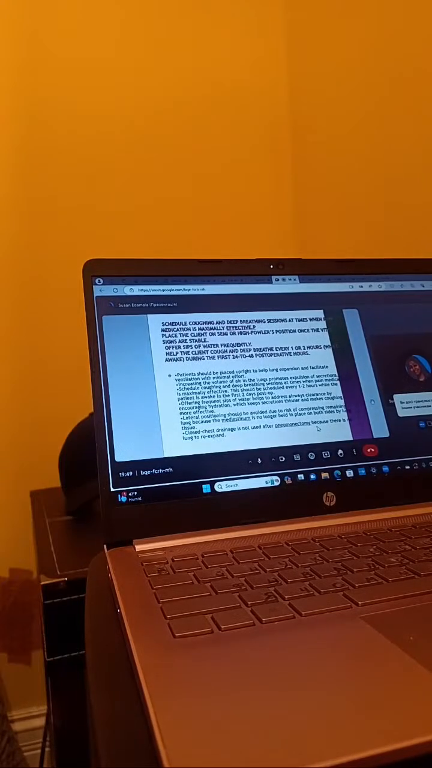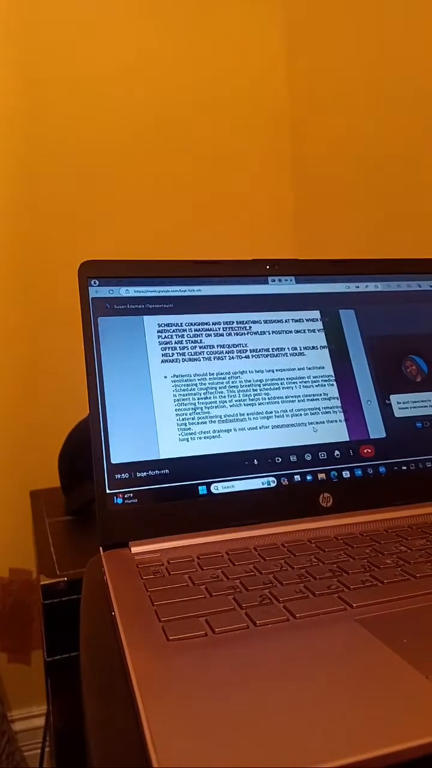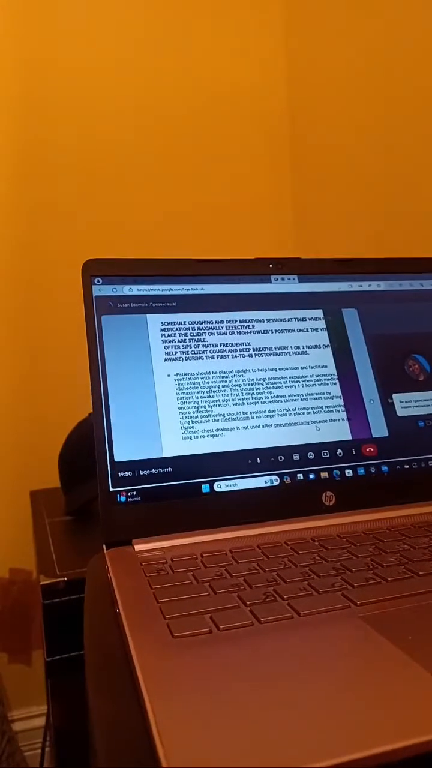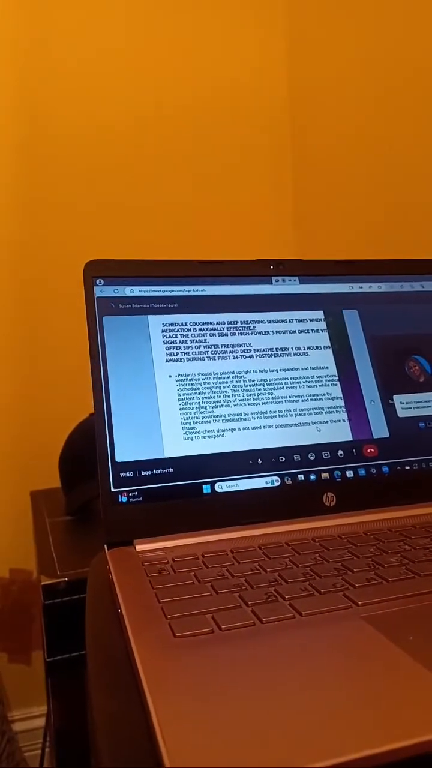Schedule coughing and deep breathing sessions at times when pain medication is minimally effective. Then the second one is place client on semi, when vital signs are stable, you can put them on high Fowler's position. But until the vital signs are stable, like immediate post-operative, you should put them on the lateral side with the head of the bed a little up if they're conscious. Then give water as you said, and then also cough and deep breathe every 1 to 2 hours. You can read the explanation and try to understand that.